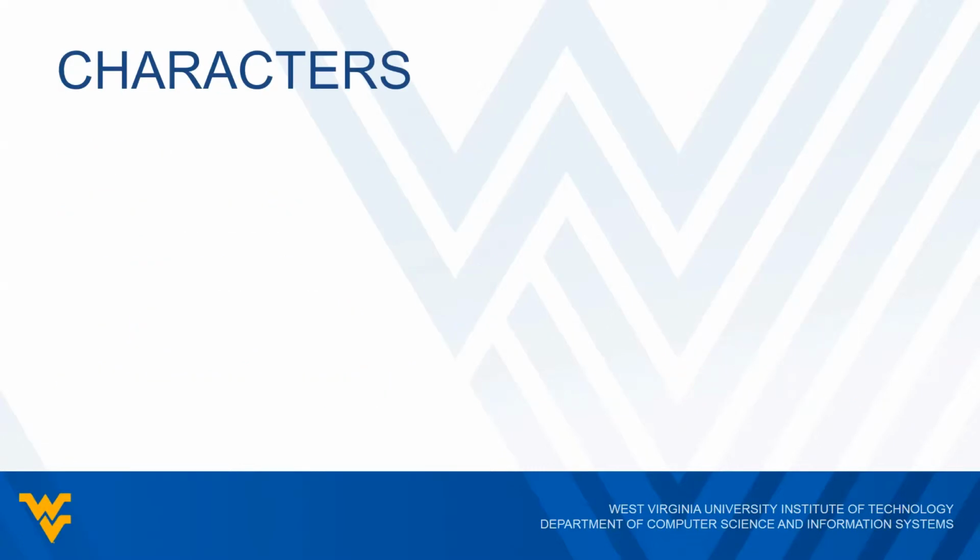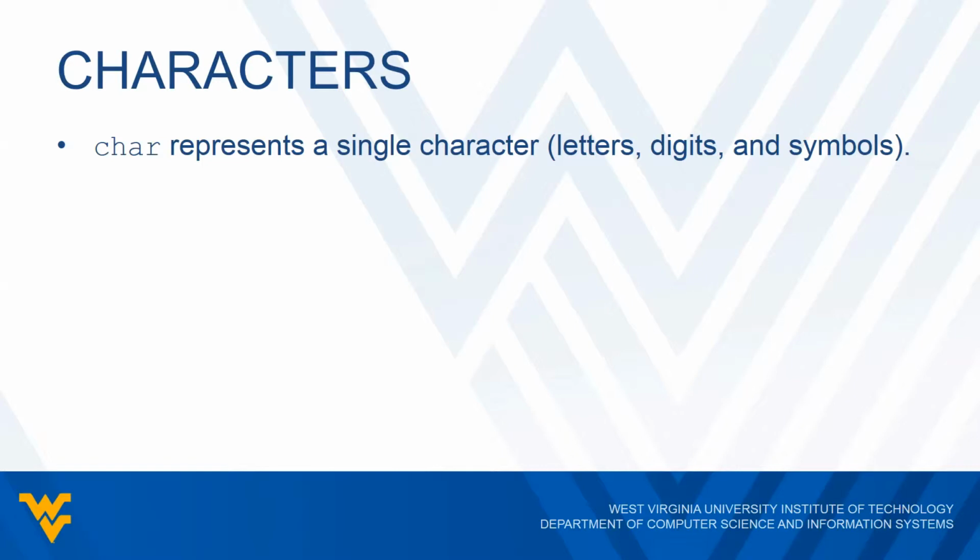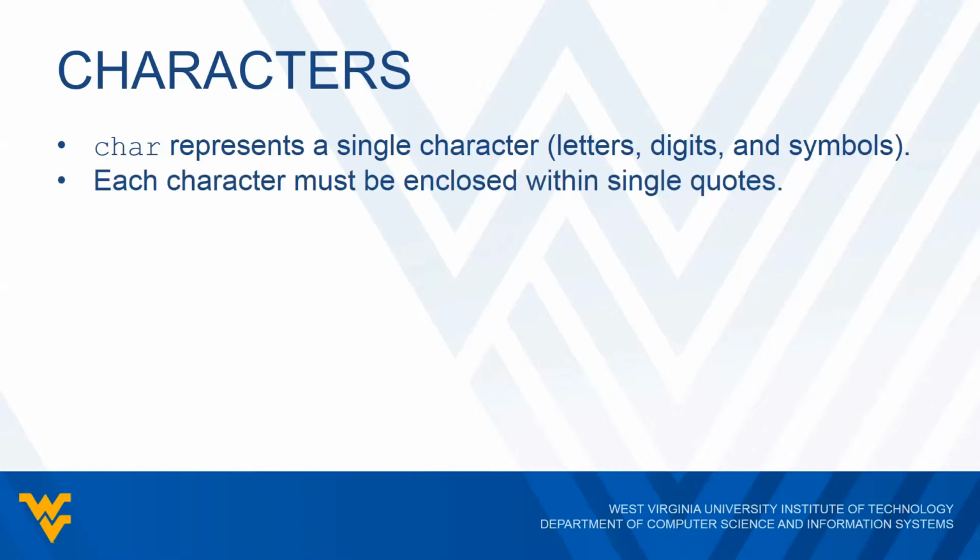Now, what about characters? Well, a char variable represents a single character. And when we say a character, we're talking about letters, digits, and symbols. And each character must be enclosed within single quotes. So just to give an example, if I wanted to store the capital A, I have to surround it with two single quotes. That's how Java recognizes characters.